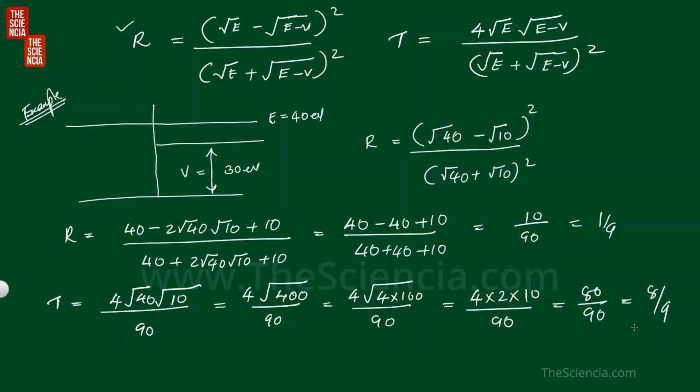Here you can see, when we add the reflection coefficient and the transmission coefficient, we get 1. That is, T plus R is equal to 1. So once you get the reflection coefficient, you can easily find the transmission coefficient and vice versa.